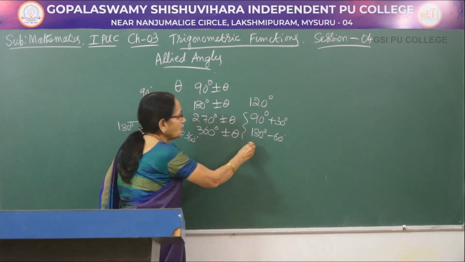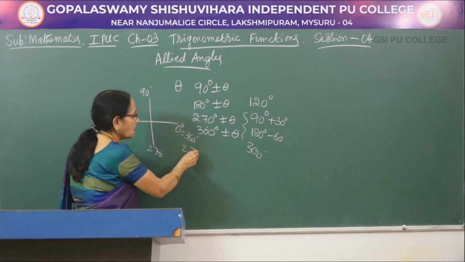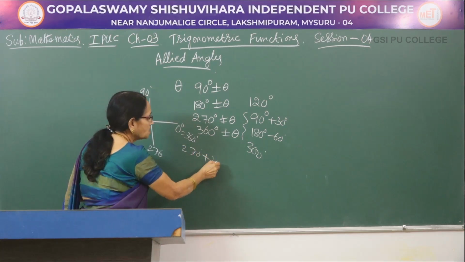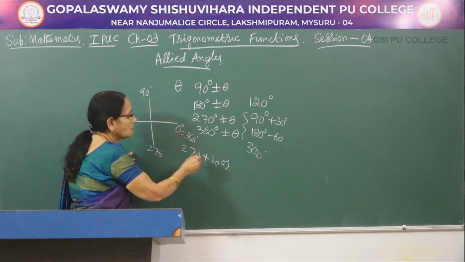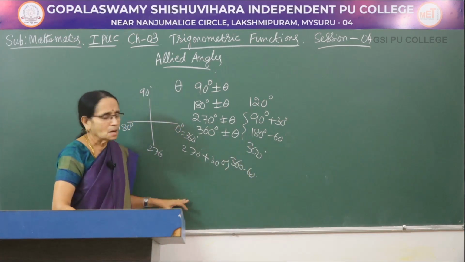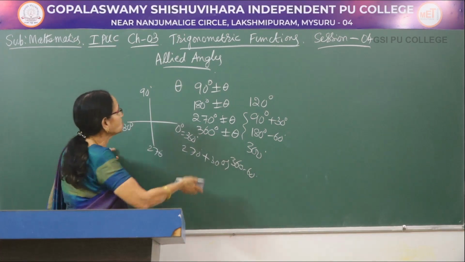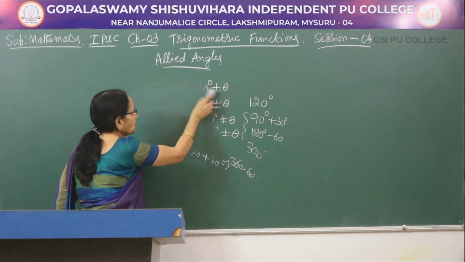Suppose I take an angle 300 degrees. How could you write that one? Either you can write it as 270 plus 30, or how can you write? You can write it as 360 minus 60. So both the methods are correct. So any given angle can always be expressed in two different ways.